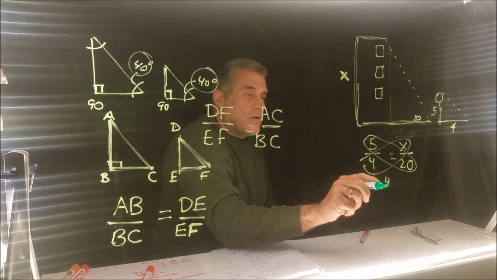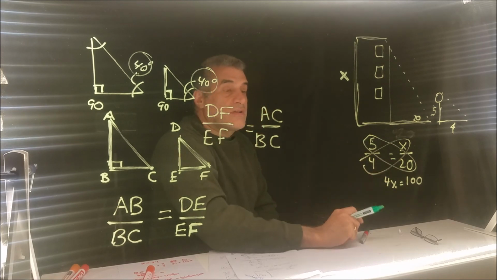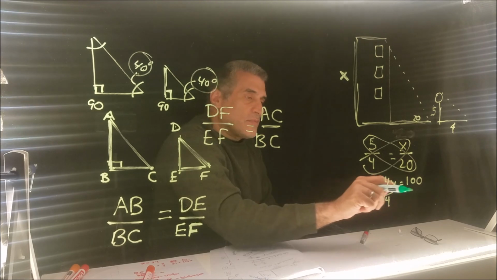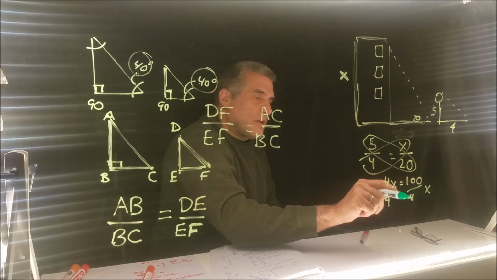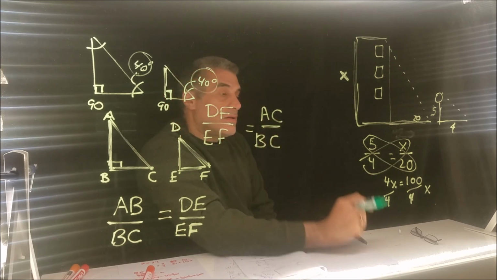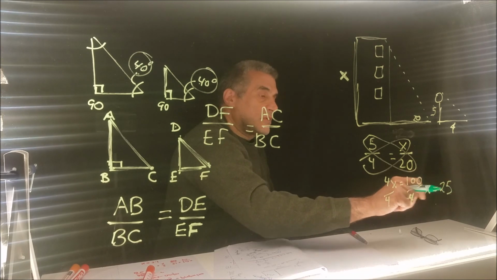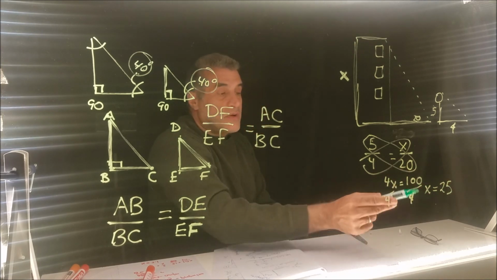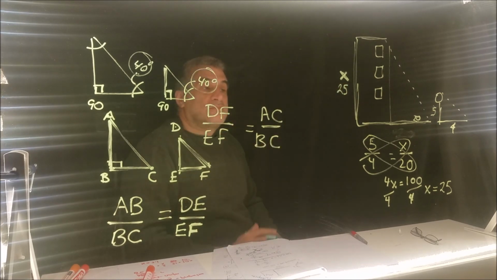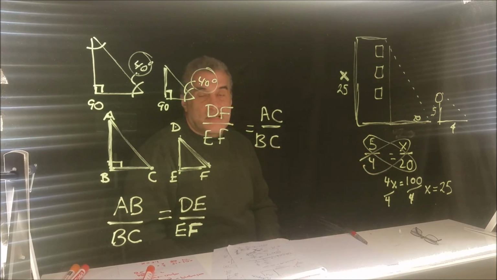And we're going to have 4x equals 100. 20 times 5 is 100. 4 times x is 4x. And if we divide out the 4, doing some algebra here, we will get the height of the building. And you should know that x would be 25. Right? 100 divided by 4 is 25. There's 25 quarters in a dollar. So the height of the building is 25. Again, we're doing similar triangles here, and we can do proportions to find missing sides.